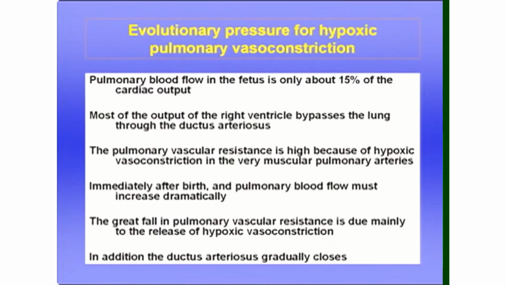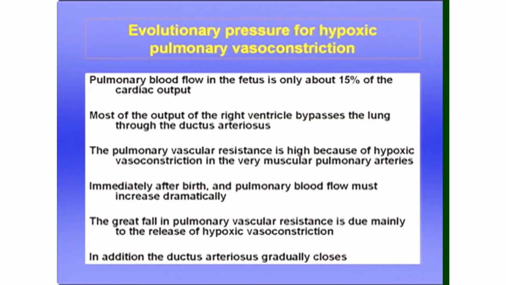Most of the output of the right ventricle, which would normally go to the lung, bypasses the lung through a vessel called the ductus arteriosus that joins the pulmonary artery to the aorta. And because the lung has a very high pulmonary vascular resistance, most of the blood flow bypasses the lung. What's the cause of the very high pulmonary vascular resistance in the fetus? Well, it's mainly because of hypoxic constriction of the very musculous pulmonary arteries. It turns out that the fetus has a great deal of vascular smooth muscle in the small arteries, and it's capable of raising a high degree of constriction, so that prevents most of the blood from going through the lung.